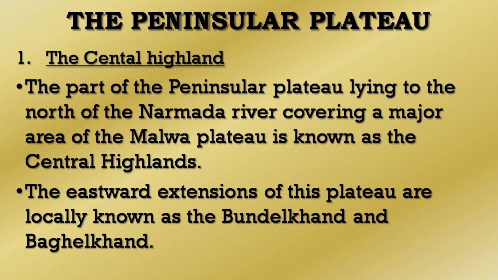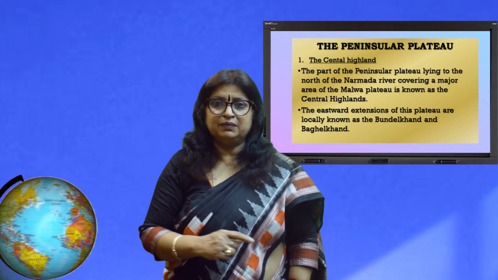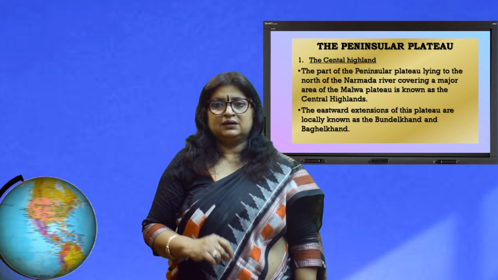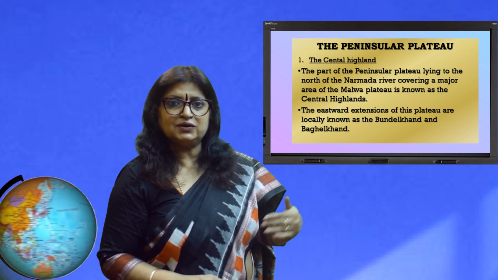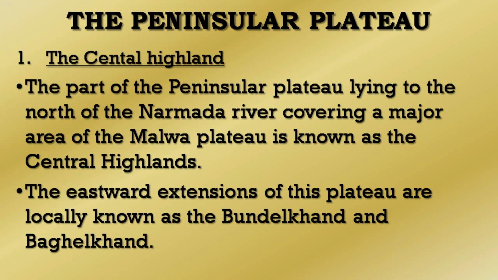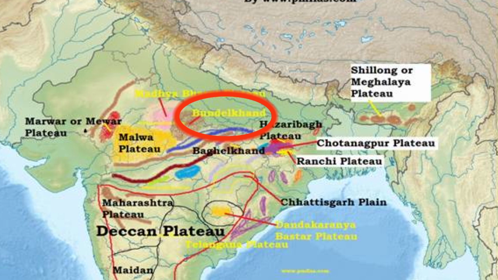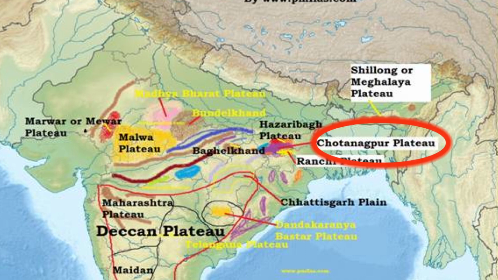Now coming to the rivers that flow through the Central Highlands. Rivers such as the Chambal, the Sindh, the Betwa and the Ken flow through this Central Highland. Towards the east of this Central Highland lie the Bundelkhand and Baghelkhand, and towards the extreme easternmost part lie the Chota Nagpur plateaus, which are drained by the river Damodar.